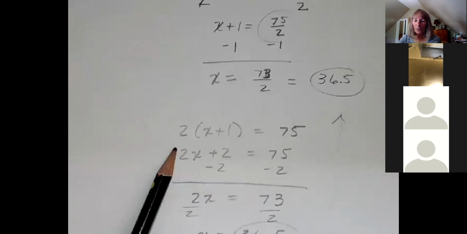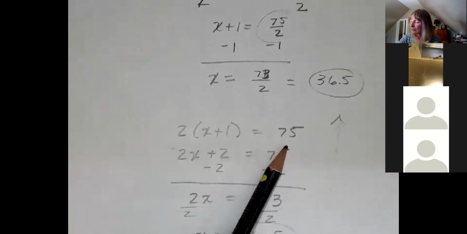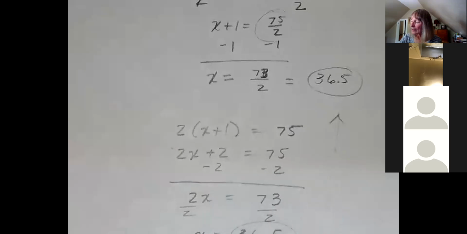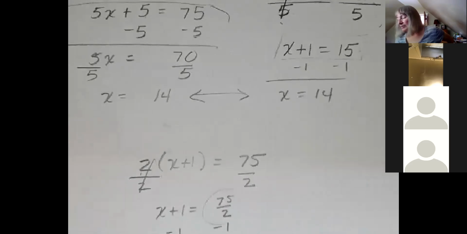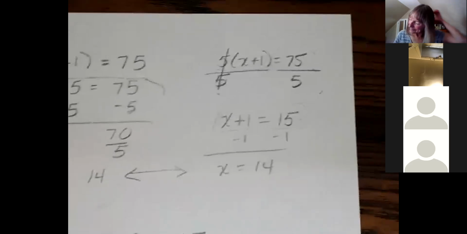Down here, when we divide everything by 2, I knew we were going to end up with a fraction or a decimal. So it's not as obviously helpful to just divide. Yeah. So that was a lot.